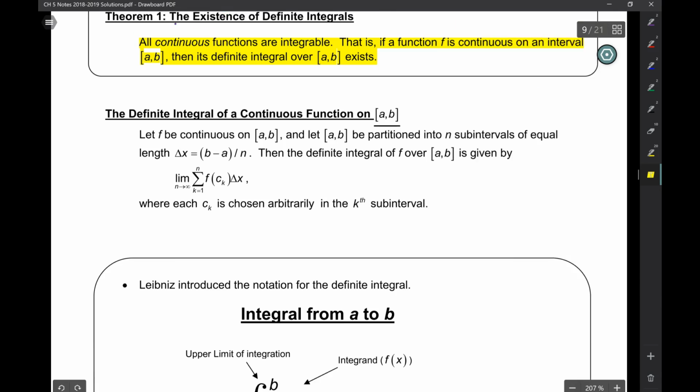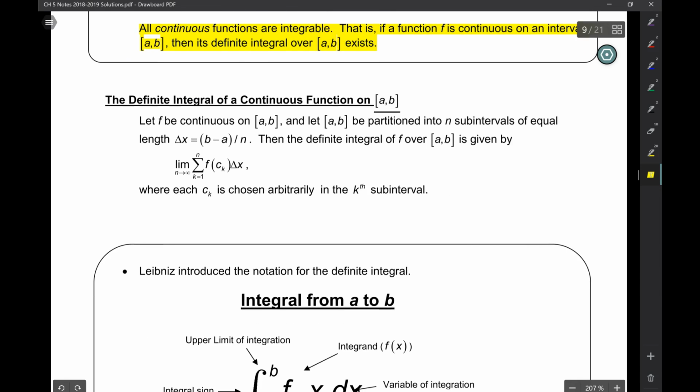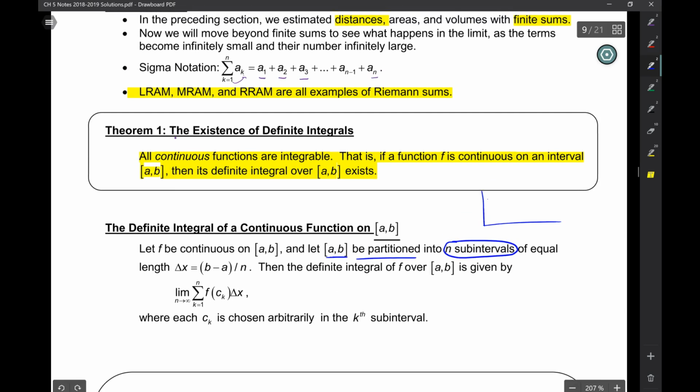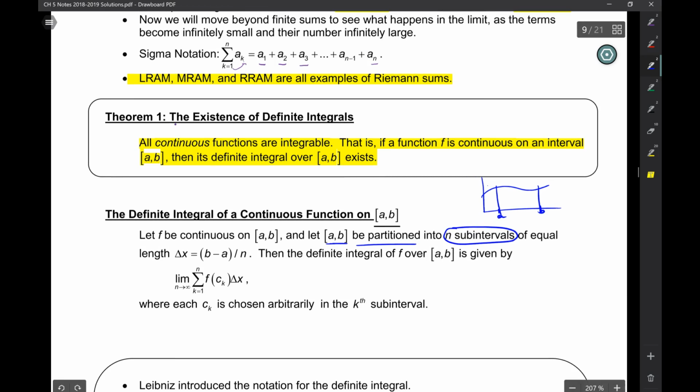Now let's talk about what a definite integral is. If f is continuous on [a, b], and suppose you partition [a, b] into n subintervals of equal length. Here we're going from a to b, and here's some function. We're going to split it up into n subintervals, n rectangles. What's the length of each rectangle? Basically, you do b minus a divided by n, right?